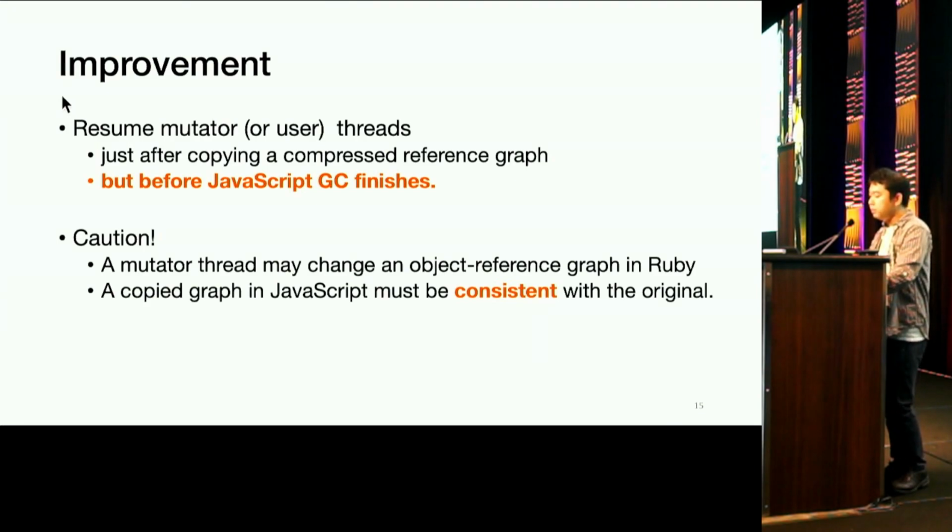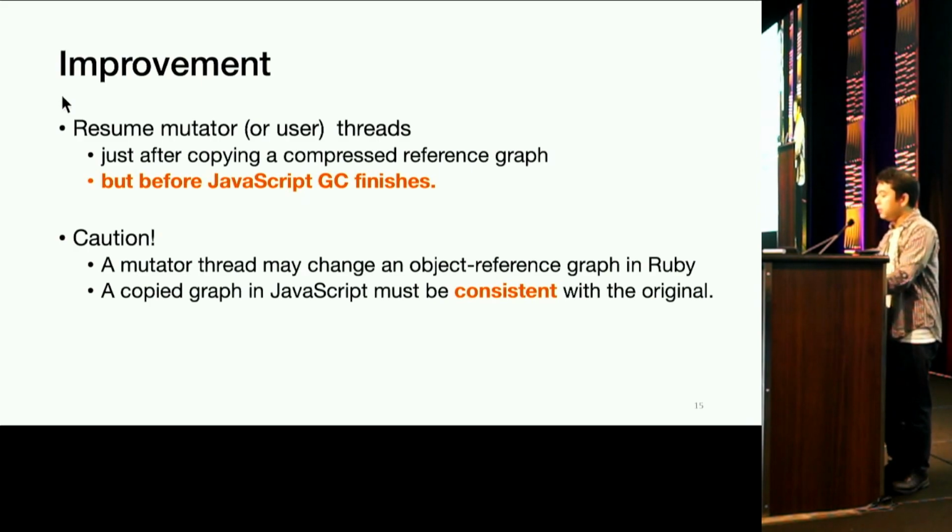So we improved Refgraph GC. Now, Refgraph GC resumes the mutator thread just after copying a compressed reference graph, but before JavaScript GC finishes. Note that a mutator thread can change an object reference graph in Ruby, and a copied graph in JavaScript must be consistent with the original graph.